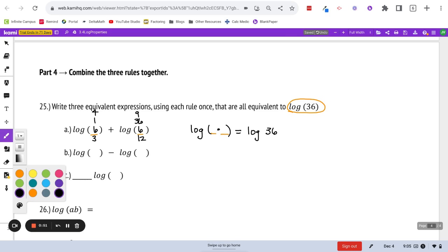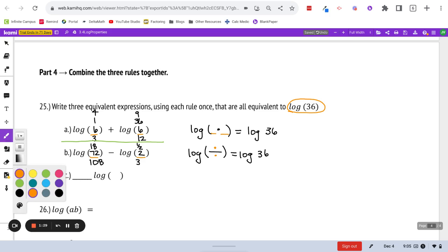Okay. In the next one, we're looking for a number for here and a number for here, so that log blank divided by blank equals 36, right? We're looking for what two numbers divide to equal 36. 72 divided by 2. 108 divided by 3. 18 divided by half, right? Any sort of combination would work in there.